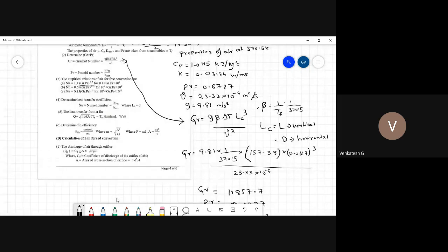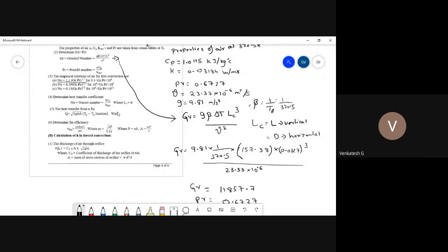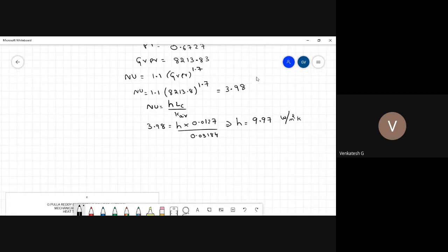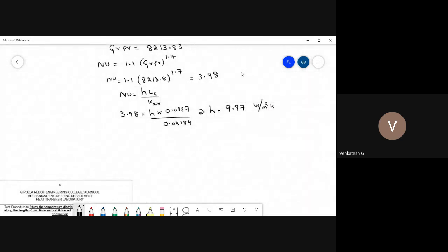Now we need to calculate the fin efficiency in natural convection. So what is the fin efficiency? We can calculate that by using the equation Q is equal to root over hPkA into Ts minus T infinity into hyperbolic function tanh of mL. So this tanh is the hyperbolic function.